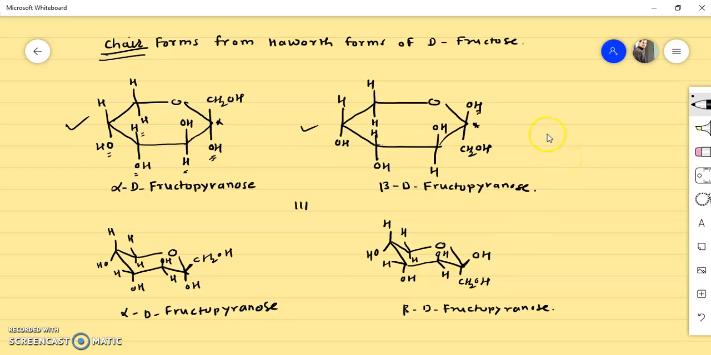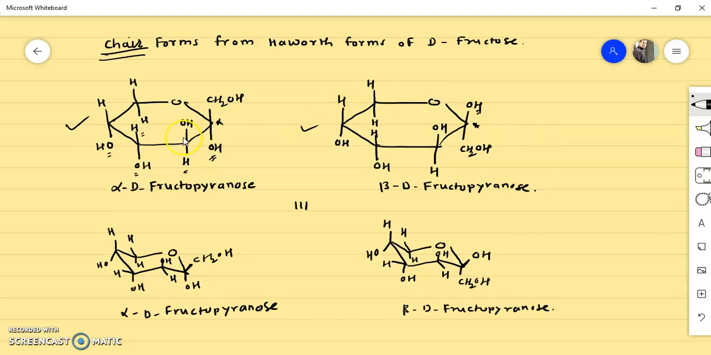So what we have done initially, from the open chain Fischer projection form of D fructose, we have drawn their oxide ring formula in the Fischer projection, but Fischer projection doesn't look proper, so we have drawn them in Haworth form. So how to draw the Haworth form from Fischer projection? That is very simple. The groups which are on right hand side, that group you have to draw below the plane of Haworth ring, and the groups which are on left hand side you have to draw them above the plane of the Haworth ring.